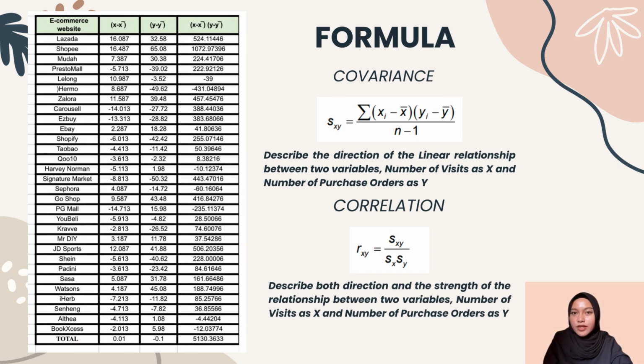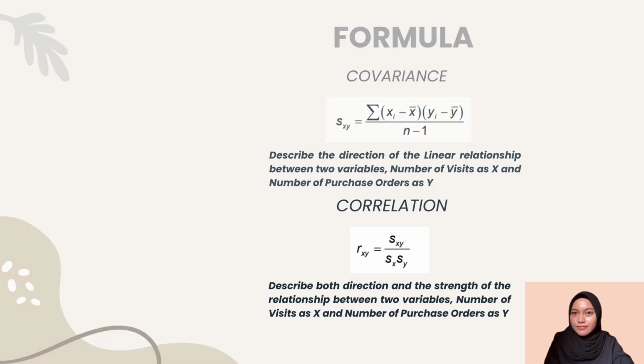This is the formula for how we get the covariance and correlation. The covariance describes the direction of the linear relationship between two variables, which are the number of visits X and the number of purchase orders Y. The correlation describes both the direction and the strength of the relationship between the two variables, also the number of visits X and the number of purchase orders Y.